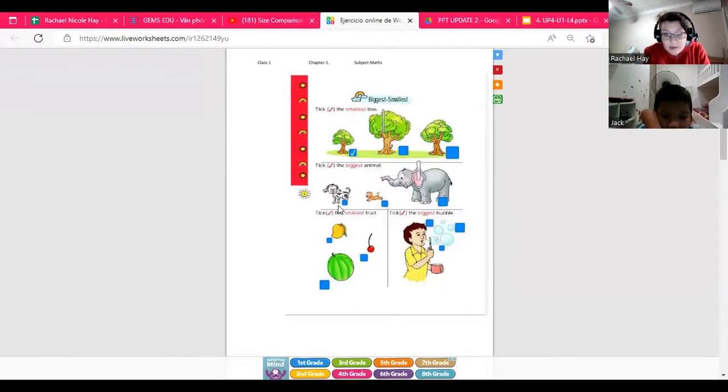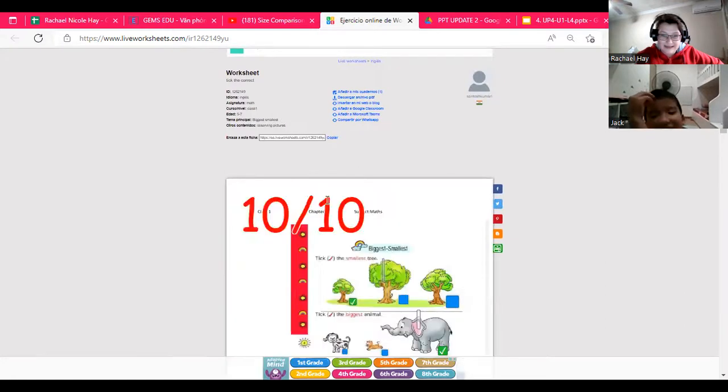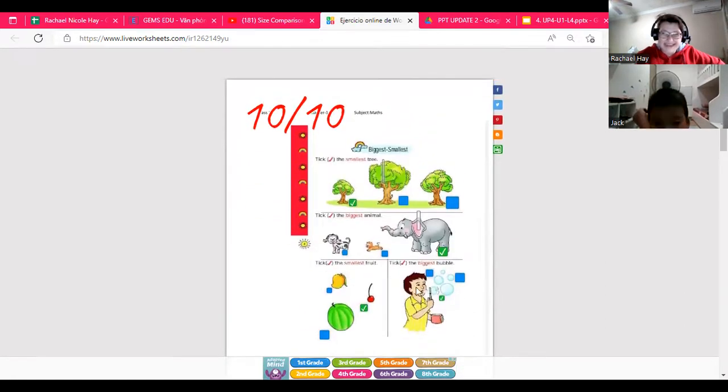Tick the biggest animal. A, B, or C? B. The smallest fruit. A, B, C. B. Good. The biggest bubble. A, B, C. B. Good. And you got 10 out of 10.